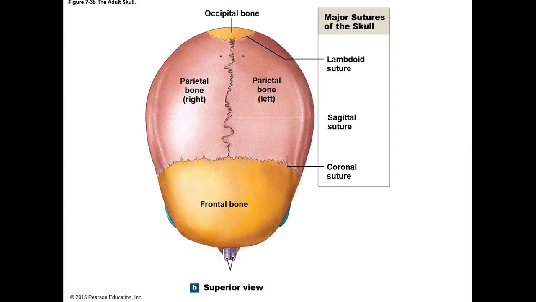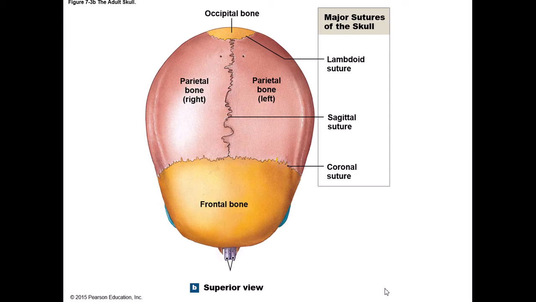Unlike your shoulder or your wrist or your knee, those joints are freely movable. These joints, a suture, are classified as an immovable joint. If we were to look inside, we'd actually see some fibrous connective tissue in there holding the joint together. So we want to take a look at a few of the sutures.